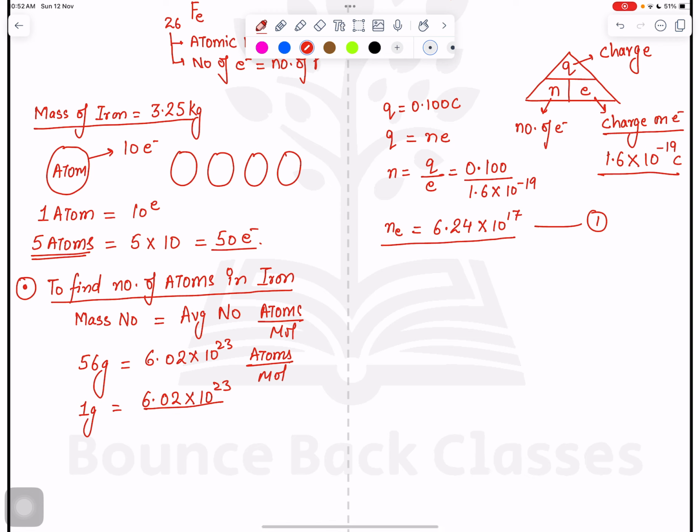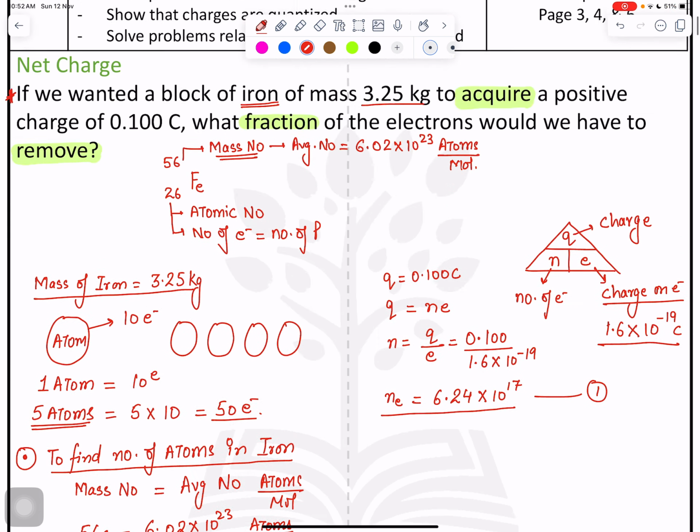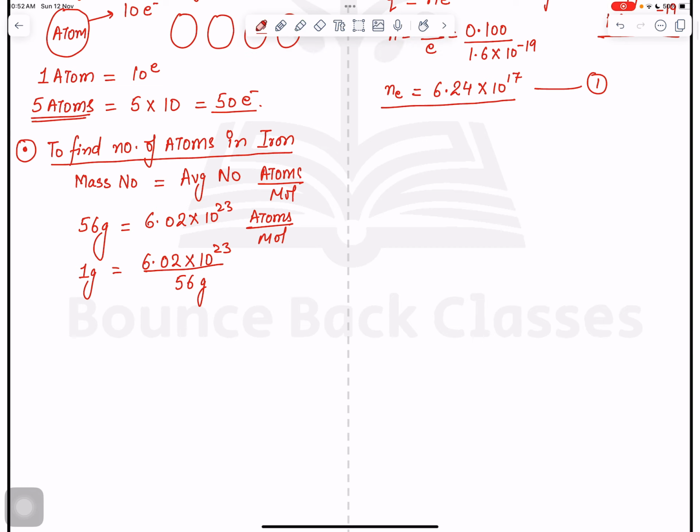56 gram. Till here clear? Okay. Now what is the mass we have as per the question? Okay, we have 3.25 kg. So solve this. We have how much? 3.25 kg. Okay, so 3.25, just convert it into grams.